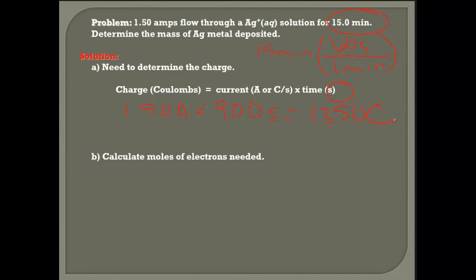From here, we can calculate the moles of electrons needed by taking the charge, that 1,350 coulombs, times the number of moles of electrons transferred, since it's going from a positive 1 to 0, is going to be 1. And then Faraday's constant is 96,458. That comes out to be 0.0140 moles of electrons.